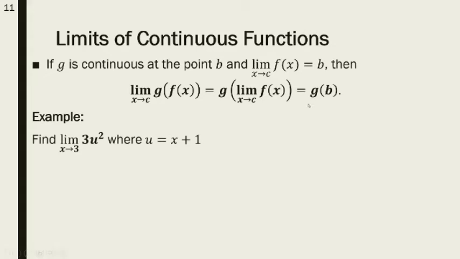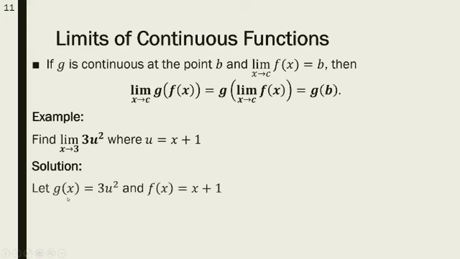Example: find the limit of the function 3u squared as x approaches 3, where u is equal to x plus 1. Solution: let g of x equal 3u squared and f of x equal x plus 1. Since the limit of f of x as x approaches 3 is equal to the limit of x plus 1 as x approaches 3, evaluating the limit, we have 3 plus 1, which is 4. So the limit of f of x is 4.